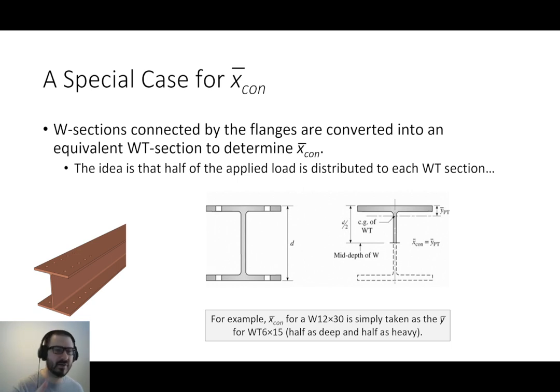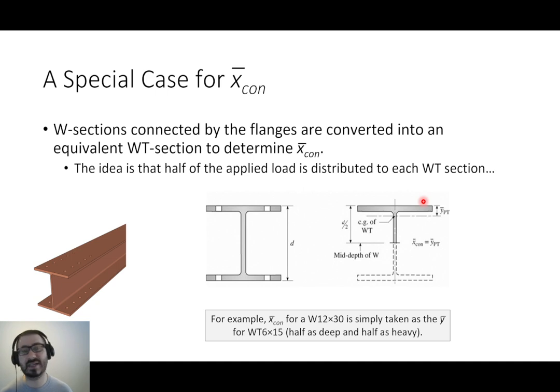If you want a theoretical underpinning, the idea is that if I have a W section connected via the flanges, as you apply load, half the load goes to the top portion of the member, half goes to the bottom. Hence why we take this W section and convert it to an equivalent WT. We take the y bar from that equivalent WT, and that's the x bar sub con. While it's a little wonky to see, it's actually pretty easy to employ.